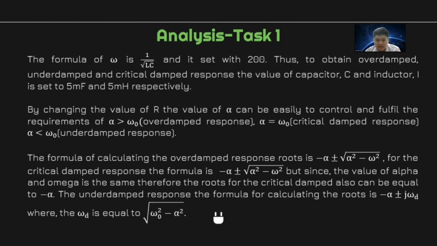The value of capacitor C and inductor L is set to 5 millifarad and 5 millihenry respectively. By changing the value of R, the value of alpha can be easily controlled to fulfill the requirement of alpha greater than omega, alpha equal to omega, and alpha smaller than omega.